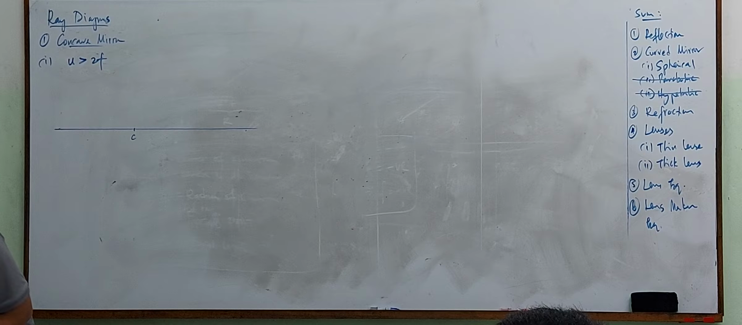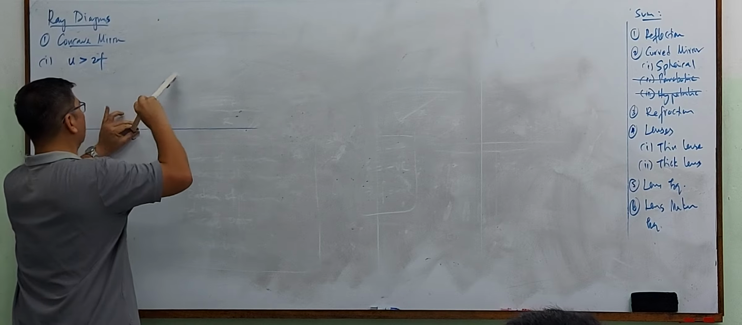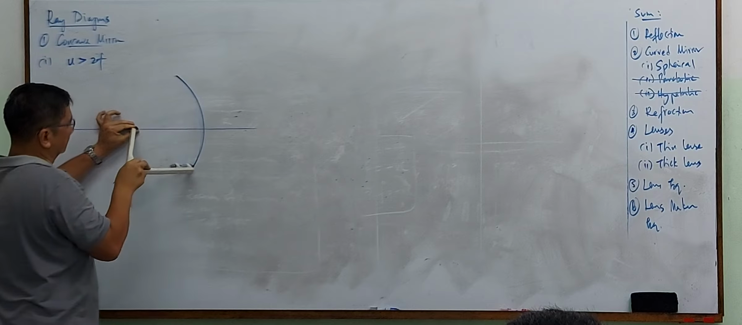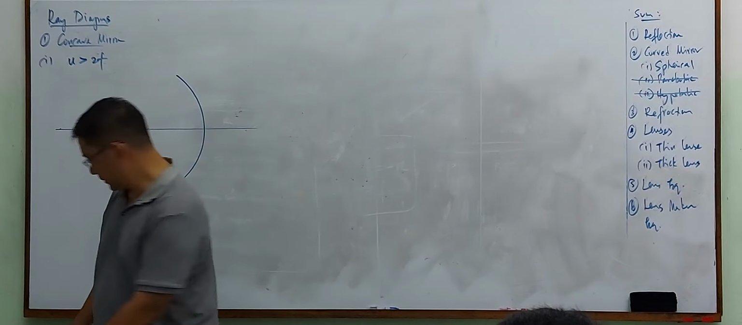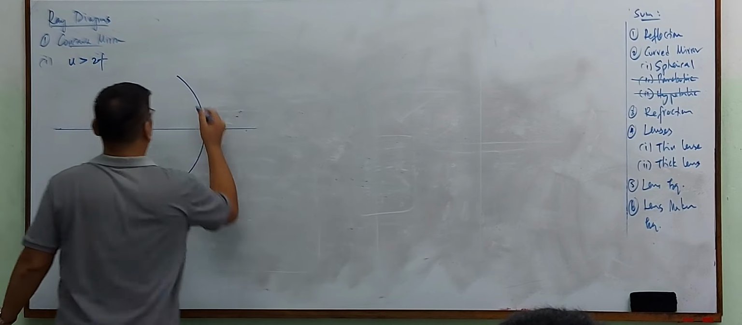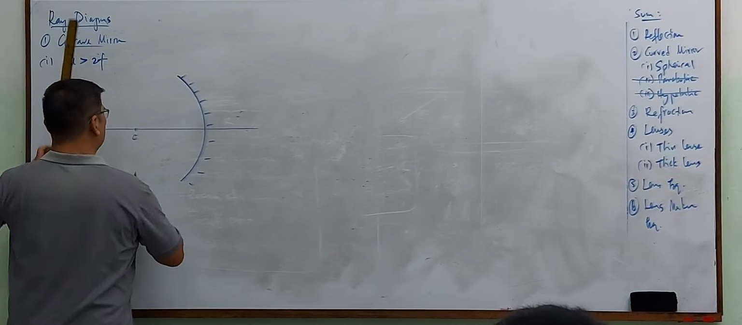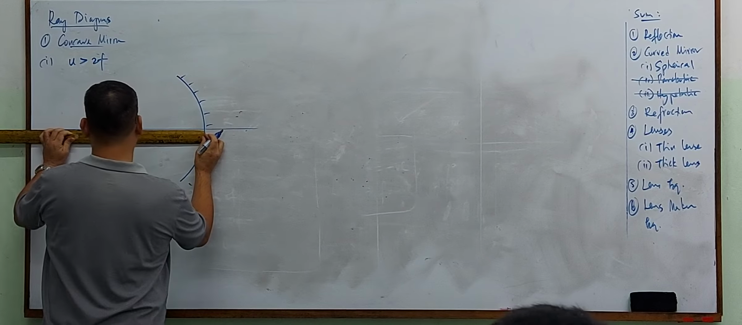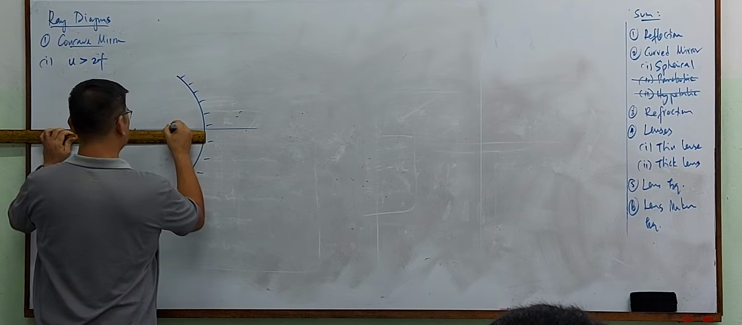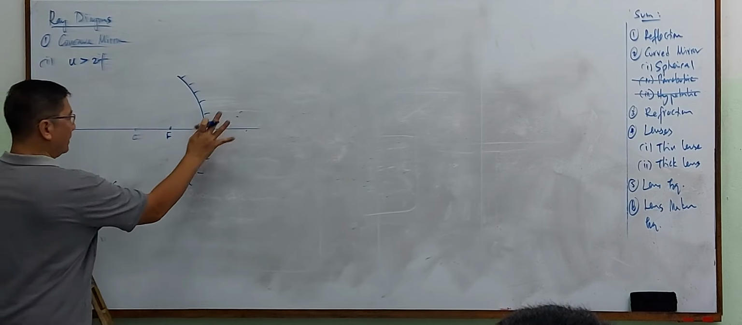Here I use 10. There is about 10. So that means it is 10 inches. So I'm going to fix this one at 10 inches already. That is the back of the mirror. And this is C. So halfway here, this one is the focus point. And this is B.